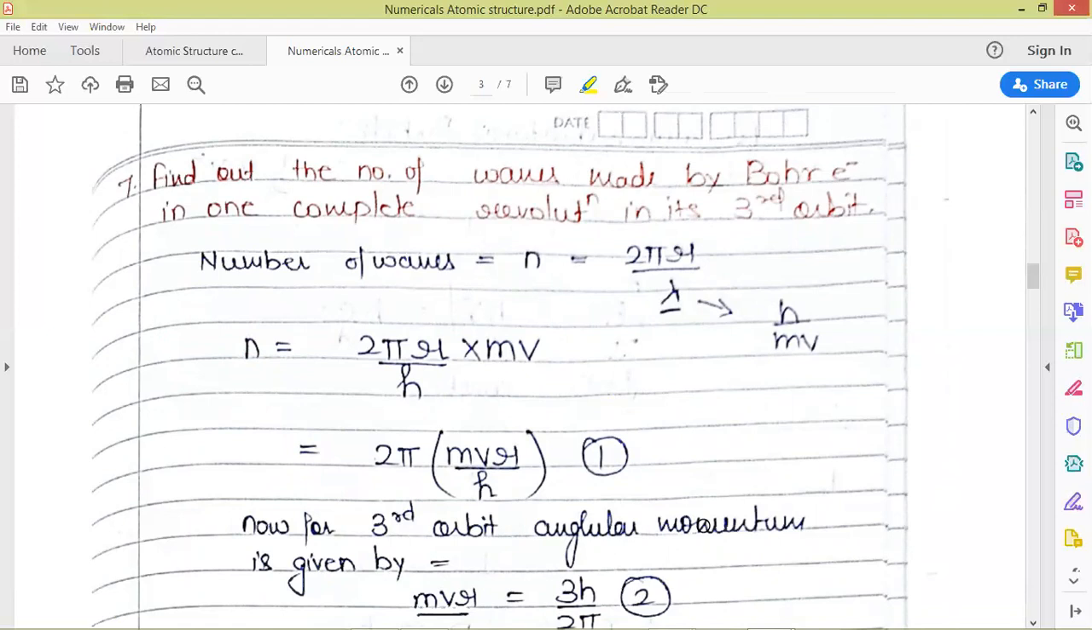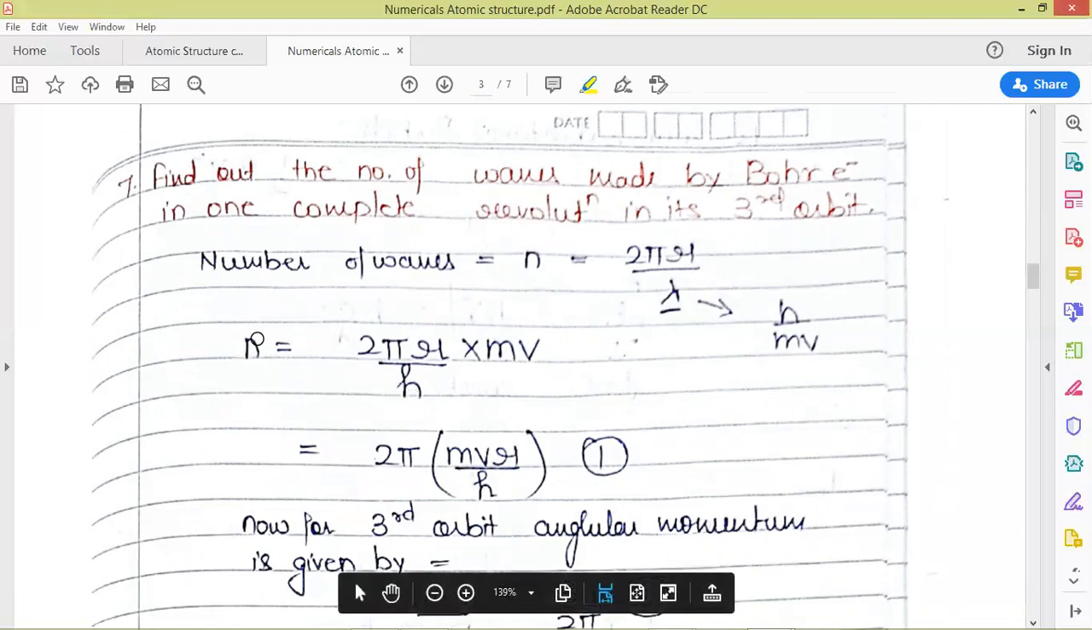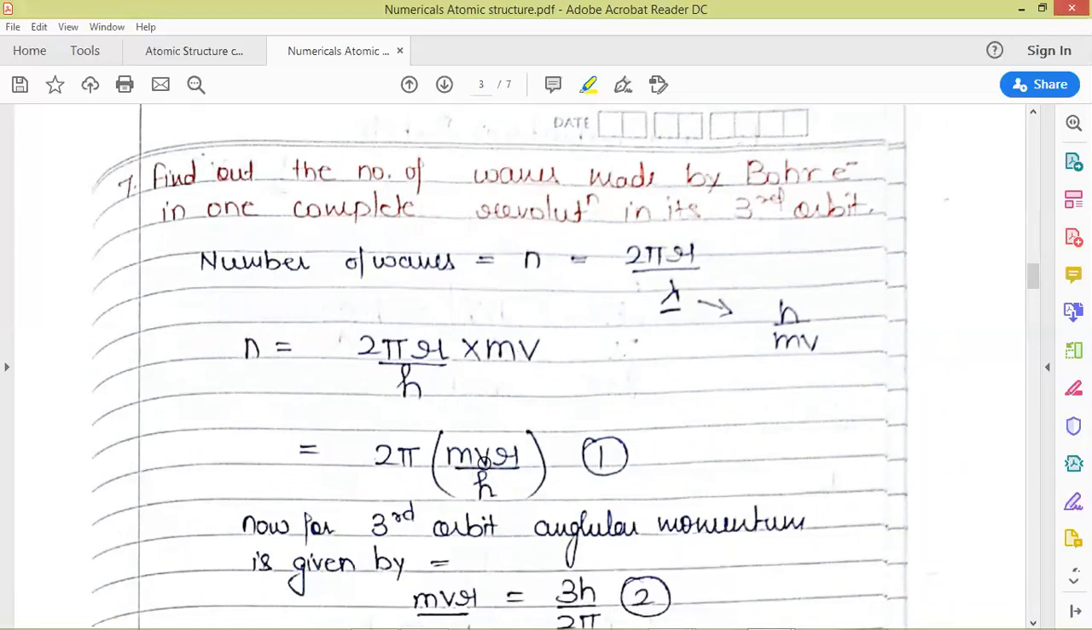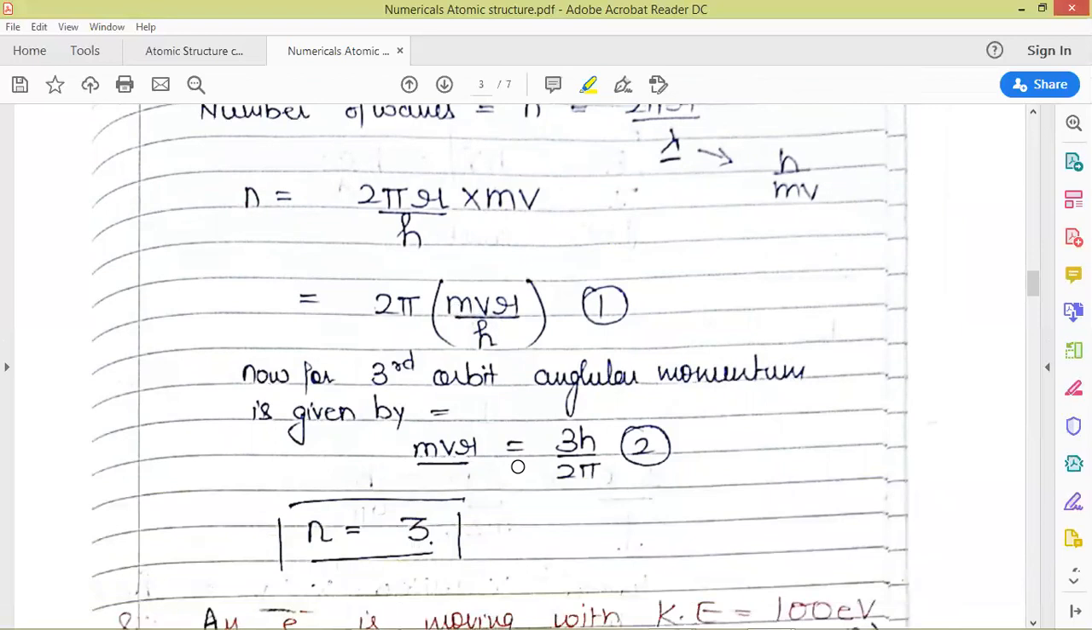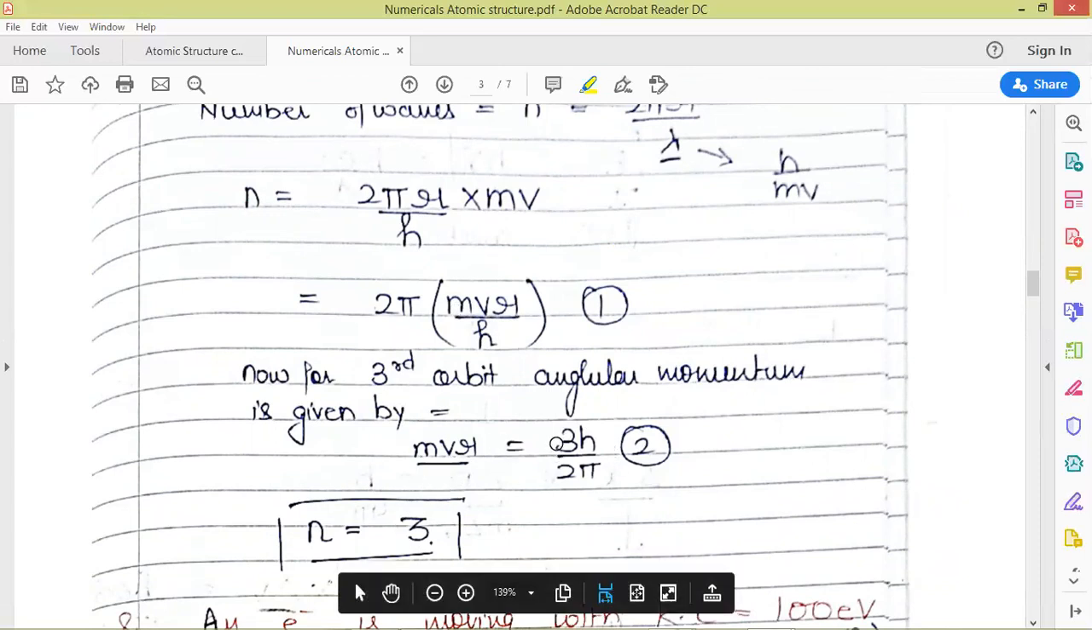When we discussed the stationary wave feature of the electron wave, that it acts as a stationary wave and the waves are in phase with each other, circumference is equal to n lambda. So from here lambda is equal to h upon mv. From here n comes out to be 2 pi mvr divided by h, and mvr we can put as angular momentum. So based upon the fact that angular momentum of the electron is quantized, which comes out to be equal to nh upon 2 pi.